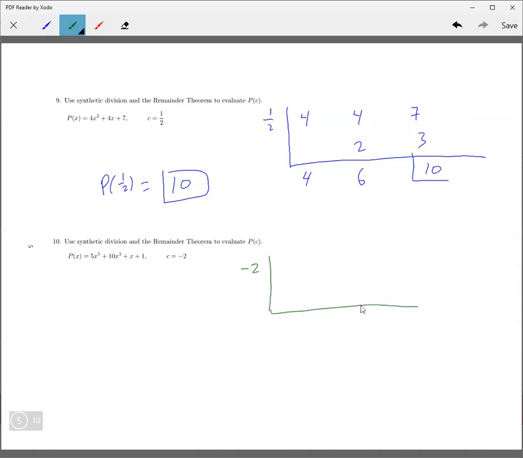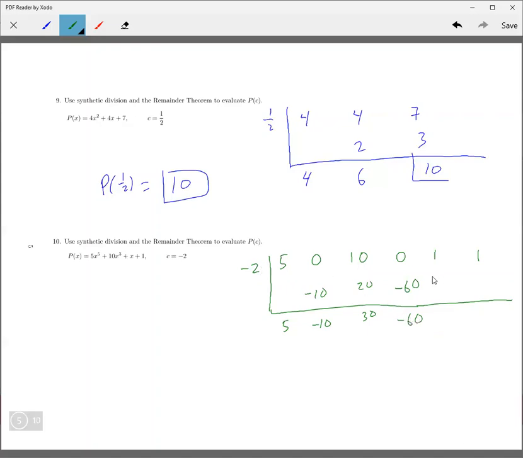We straight up put a negative 2 there. This is 5x to the 5th. There's no x to the 4th term, so you got to put a 0. 10x cubed, that's a 10. Squared, that's 0. And then x to the first power is 1, and then 1. Okay, bring the 5 down. Multiply, that's negative 10. Add. Multiply, that's 20. Add, that's 30. Multiply, that's negative 60. Add, that's negative 60 still. Multiply, this is getting out of hand.